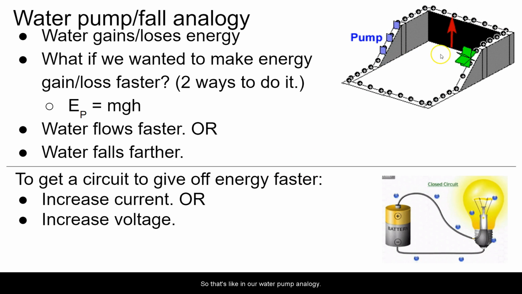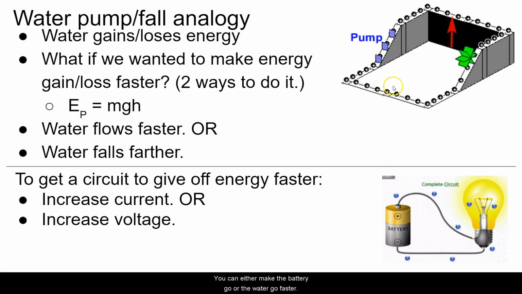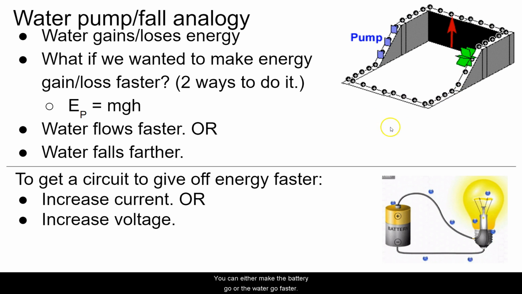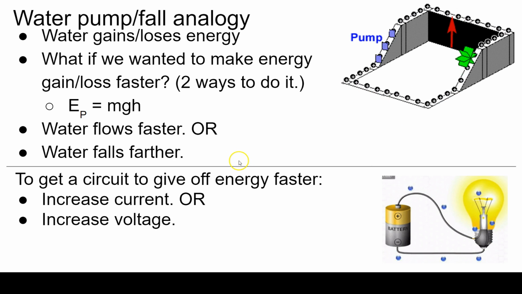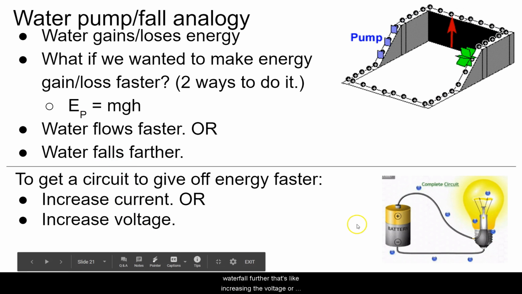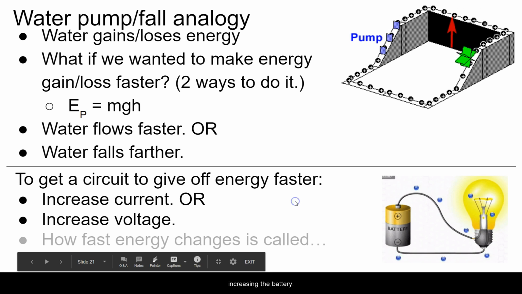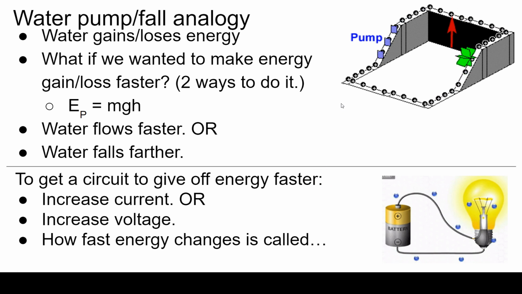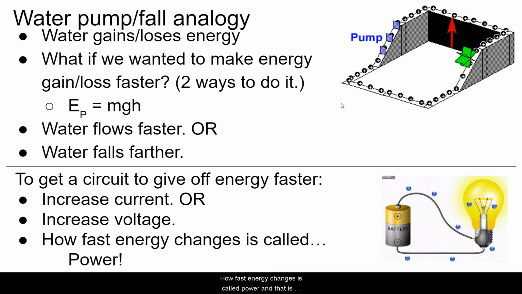So that's like in our water pump analogy. You can either make the water go faster, that's like increasing the current, or you can make the water fall further. That's like increasing the voltage or increasing the battery. How fast energy changes is called power.